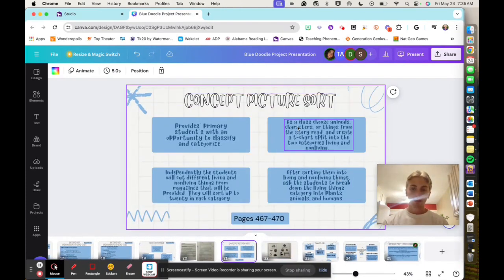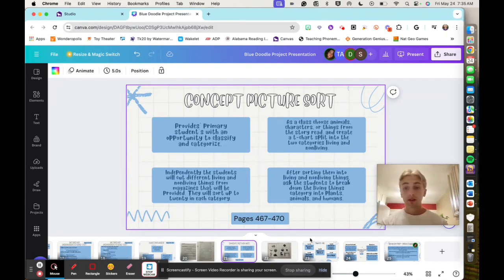Alrighty. Next and last part that I'll be covering is the concept picture sort. The way this works is it provides primary students, mainly younger students, with an opportunity to classify and categorize different items or things. And so the way to practice it as a class will be to choose the animals, characters, or things from the story read. This can be through reading really any book, just to have enough characters and animals to be able to compare them, and non-living things too. And create a T-chart to split up the ideas into 2 different categories and allow the children to sort them and find the best place for them.